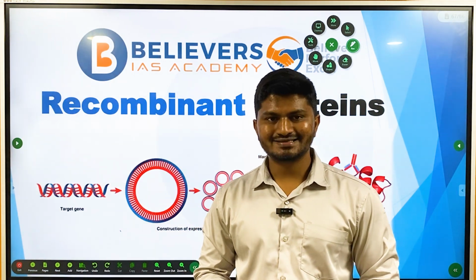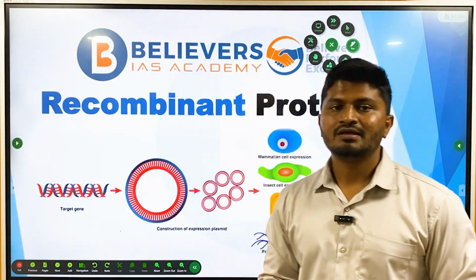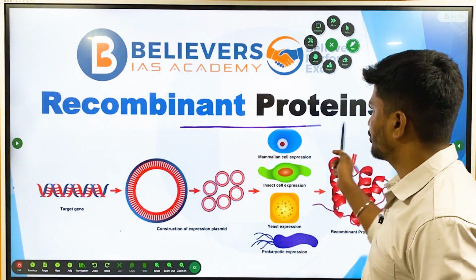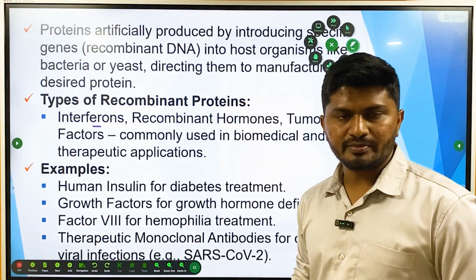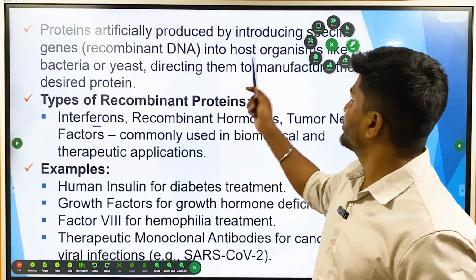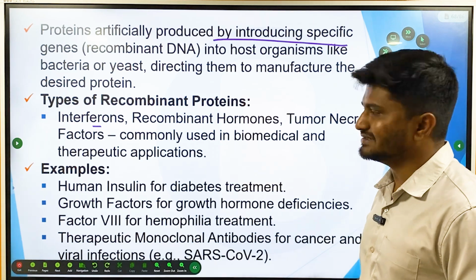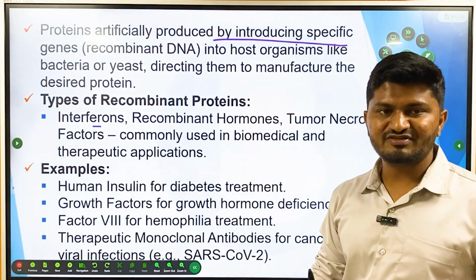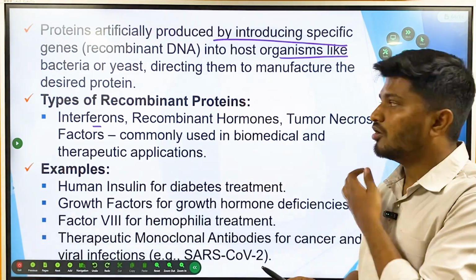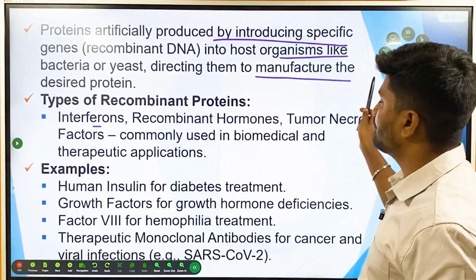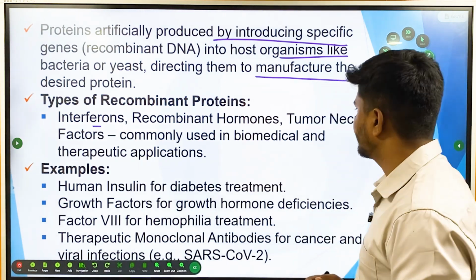In this, I will be discussing a short but very significant topic from UPSC Prelims 2025. The topic is recombinant proteins. What are recombinant proteins? They are proteins artificially produced by introducing specific genes in a recombinant DNA into host organisms like bacteria or yeast, directing them to manufacture the desired proteins. Okay, so this is the basic criteria here.